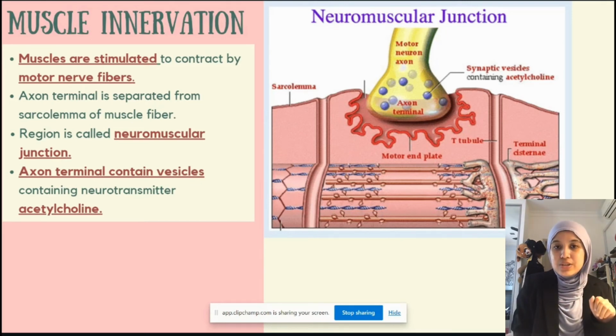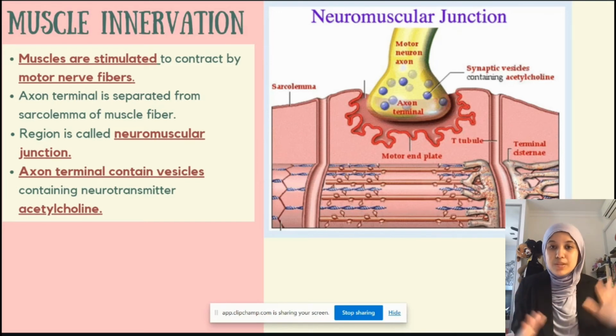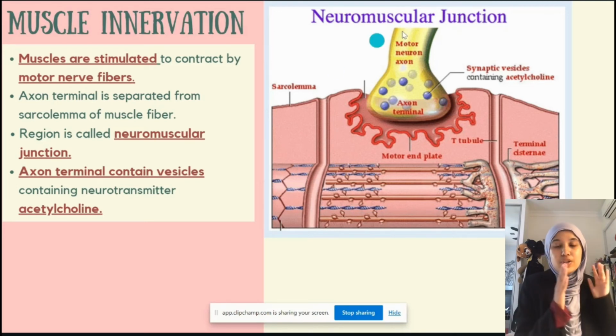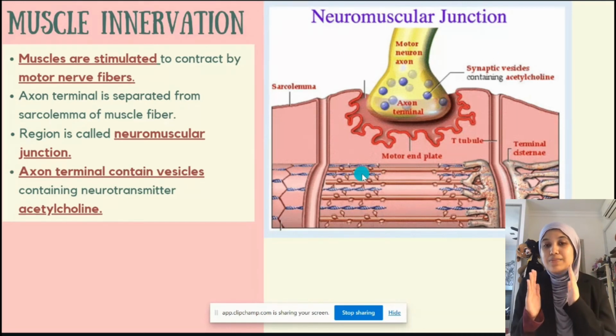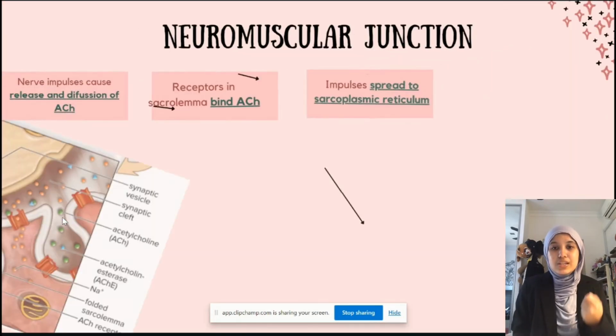Now, let's look into the term neuromuscular junction. Junction means a place where two things meet. Neuro means neuron, muscular means muscle. So when we put them together, they literally mean where neuron and muscles meet. So let's look into the structure of the axon terminal. In the axon terminal, we have synaptic vesicles that contain neurotransmitters that we call acetylcholine.